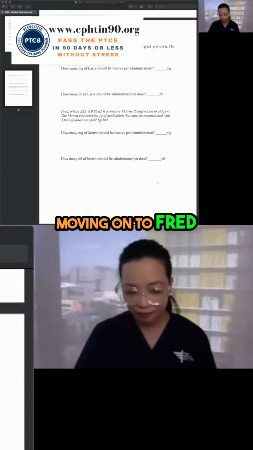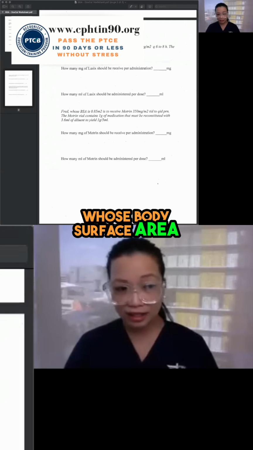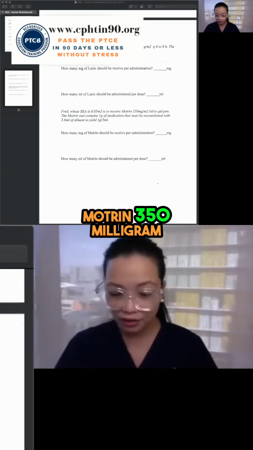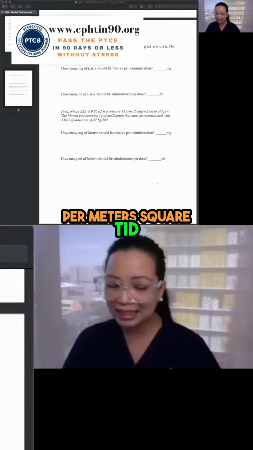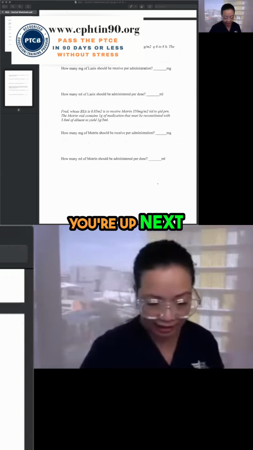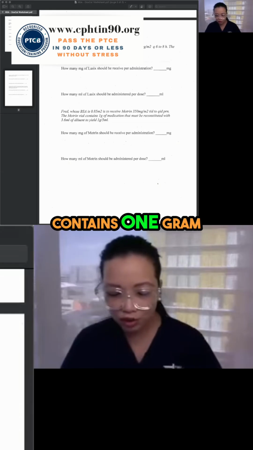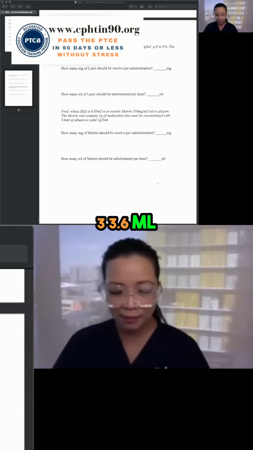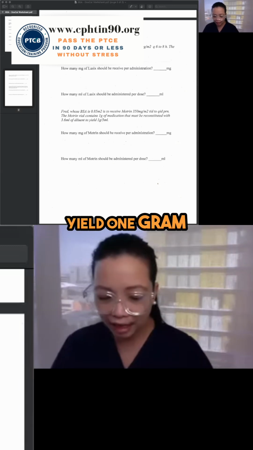Moving on to Fred. Fred, whose body surface area is 0.85 meters square, is to receive Motrin 350 milligram per meter squared, TID to QID PRN. Stormy, you're up next. The Motrin vial contains 1 gram of medication that must be reconstituted with 3.6 ml of diluent to yield 1 gram per 5 ml.